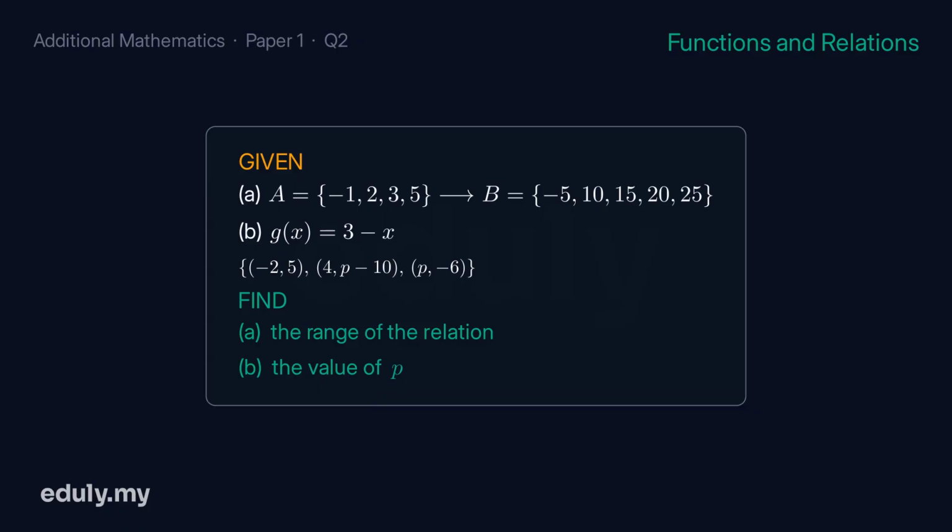So here is what we are working with: a relation from set A to set B and a function given as ordered pairs. We want the range and the value of p.